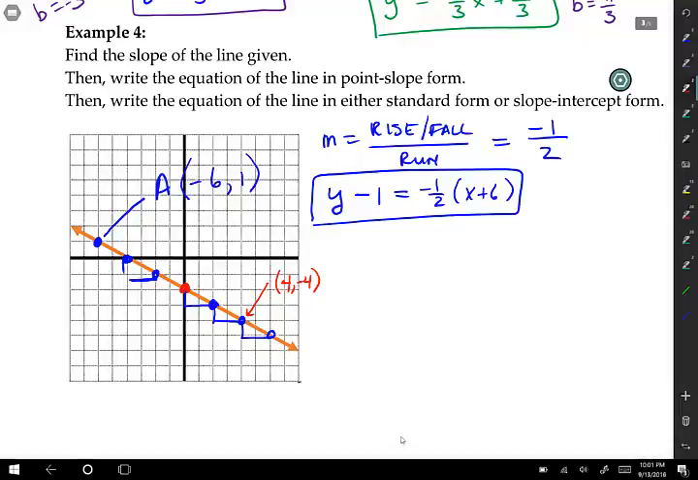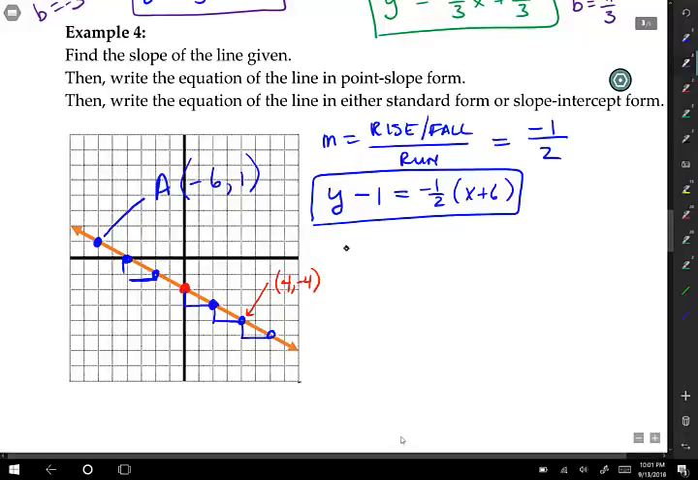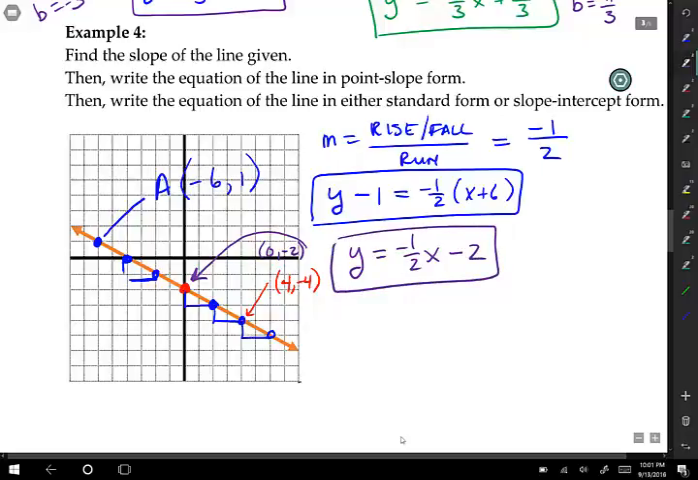Now we're going to write slope-intercept form. Remember, that's y equals mx plus b. I already know the slope is negative 1/2 x, and if you remember, the b value is right here at 0, comma 2. So the b value is 2, or is it negative 2? I correct myself and say it would be 0, negative 2. So y equals negative 1/2 x minus 2, and there is slope-intercept form.